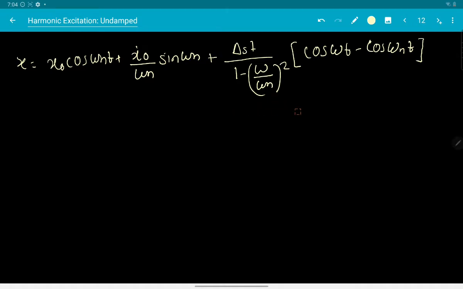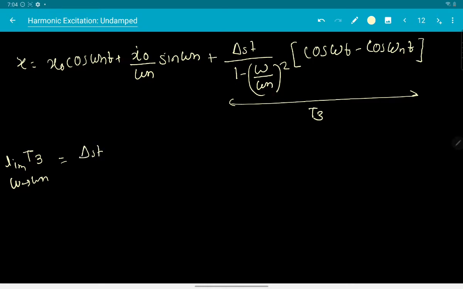Now what is going to happen, let's try to see this term. Let me name this term t3. Let's look at the term t3 as omega reaches omega n. What would t3 look like? You have this delta st which remains as is. This is already equal to omega n, so it is cosine omega nt minus cosine omega nt, which is 0, divided by 1 minus omega by omega n, which is again equal to 0, so 0 by 0.